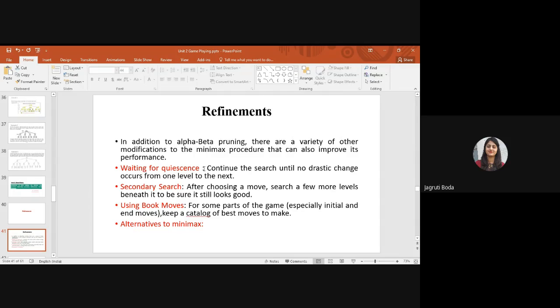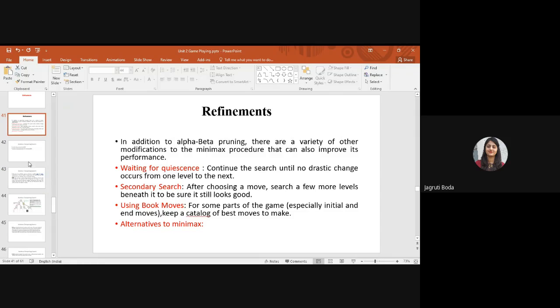And the last is alternatives to Minimax. So you have seen the alternatives to the Minimax algorithm and how we can improve the result of your game playing example. Okay, so these are the four tricks that are used to improve the performance of your system. Now we start the main topic, that is iterative deepening.